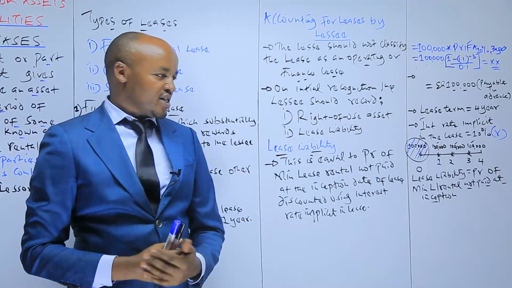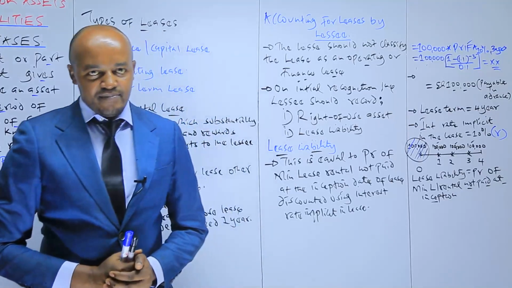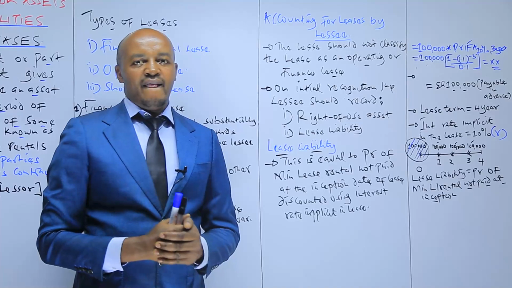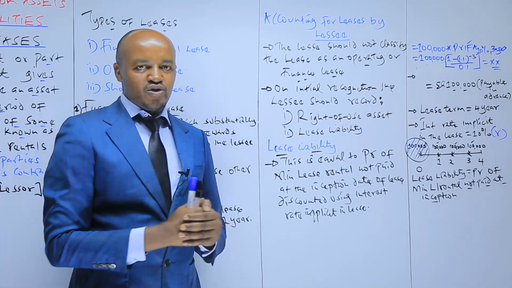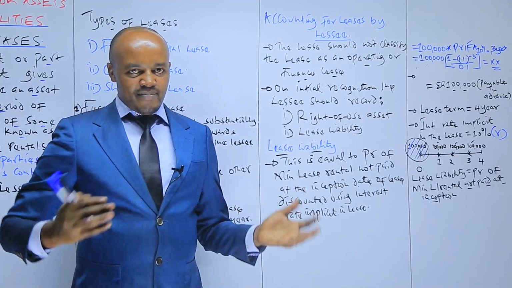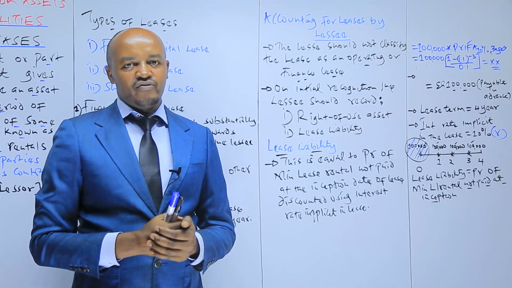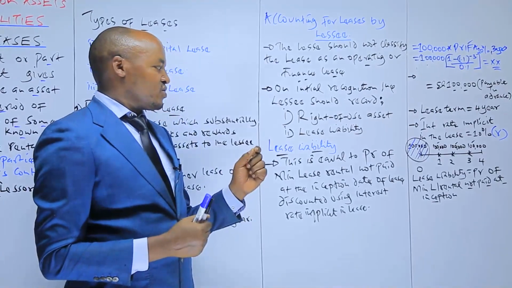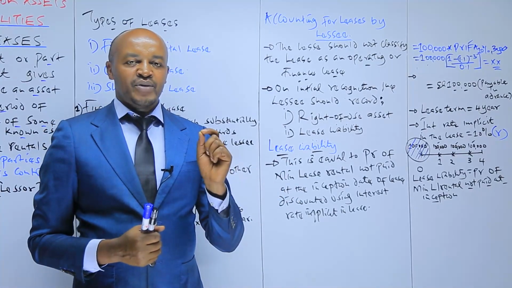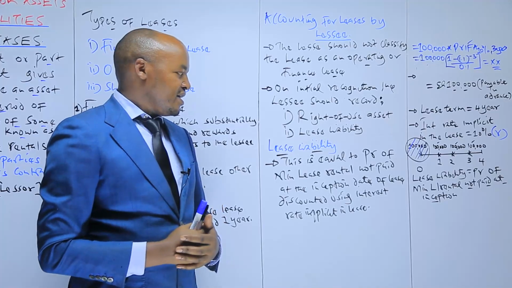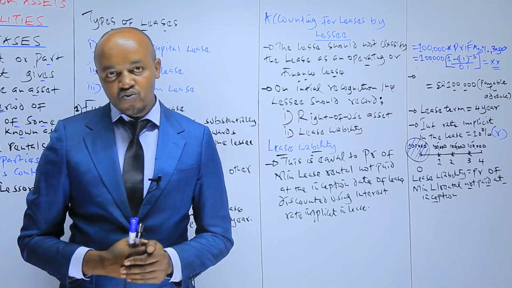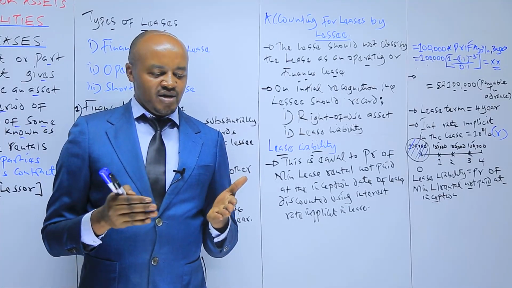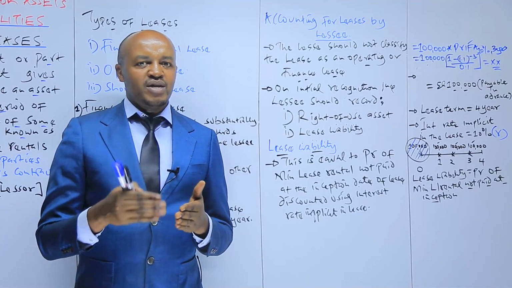So it is important to note that the lease liability is the present value of the minimum lease rentals which are not paid at the inception date of the lease, because the amount which has already been paid at the inception date does not form part of the liability. We discount that using what we refer to as the interest rate implicit in the lease. And then once we have determined that lease liability, we should be able to amortize that.